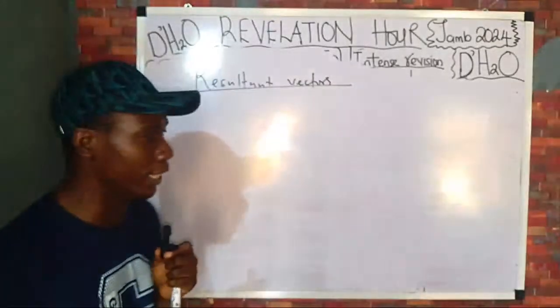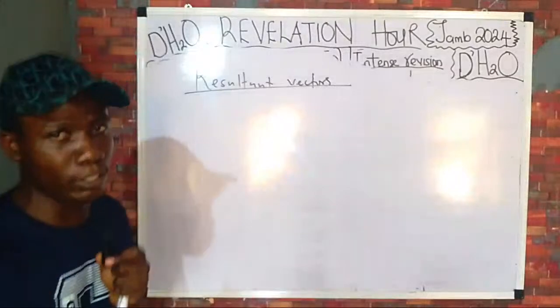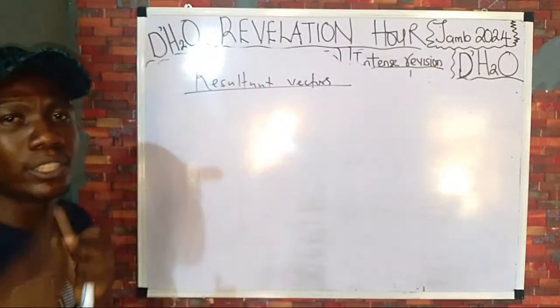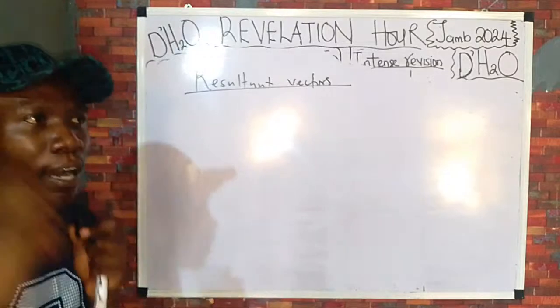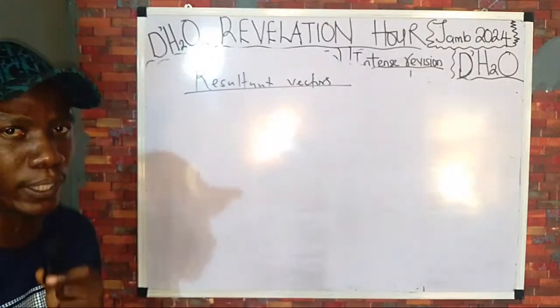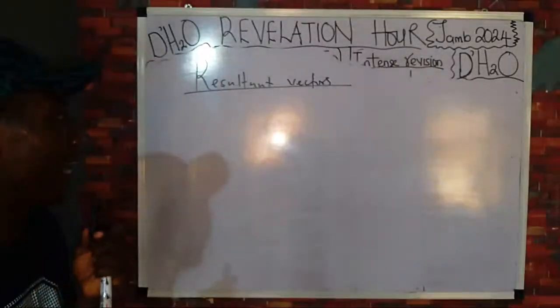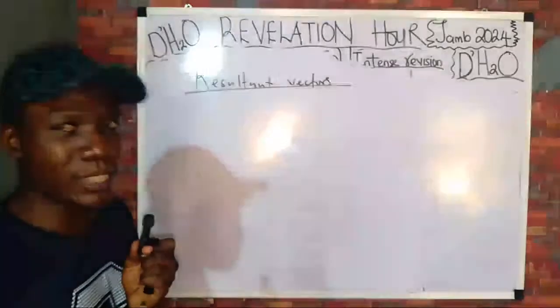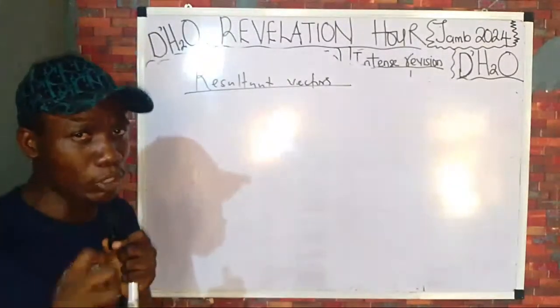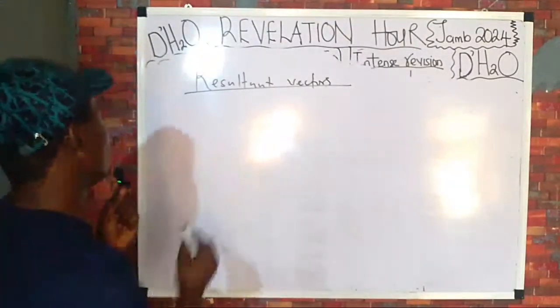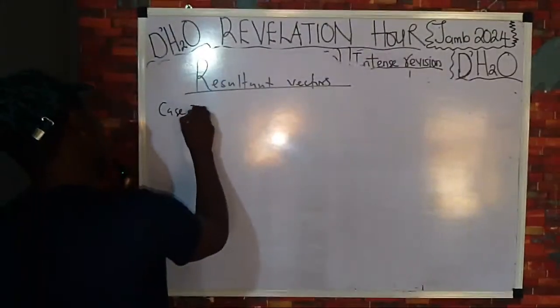I repeat again. It is that single vector which will have the same effect in magnitude and direction as two or more vectors taken together. What do I mean? With the cases we are going to consider on the board today, you will see what a resultant vector is. Now, case number 1.